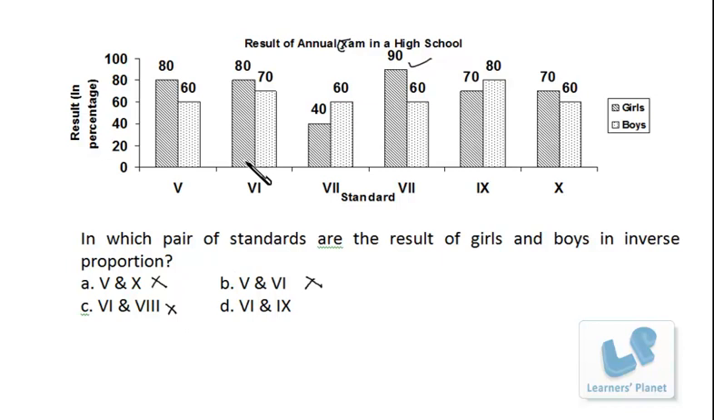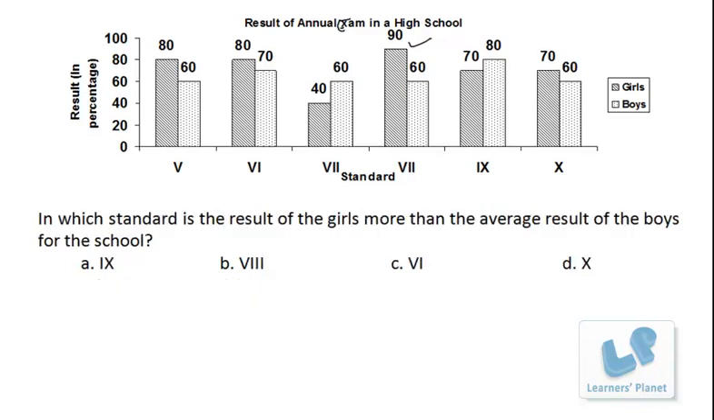6th and 9th. In 6th, the results of girls are 80% and of boys 70%, but in 9th, the results of girls are 70% and boys 80%. So it is inverse, right? So it will be the correct choice. The question was just based on observation. No calculations were needed.